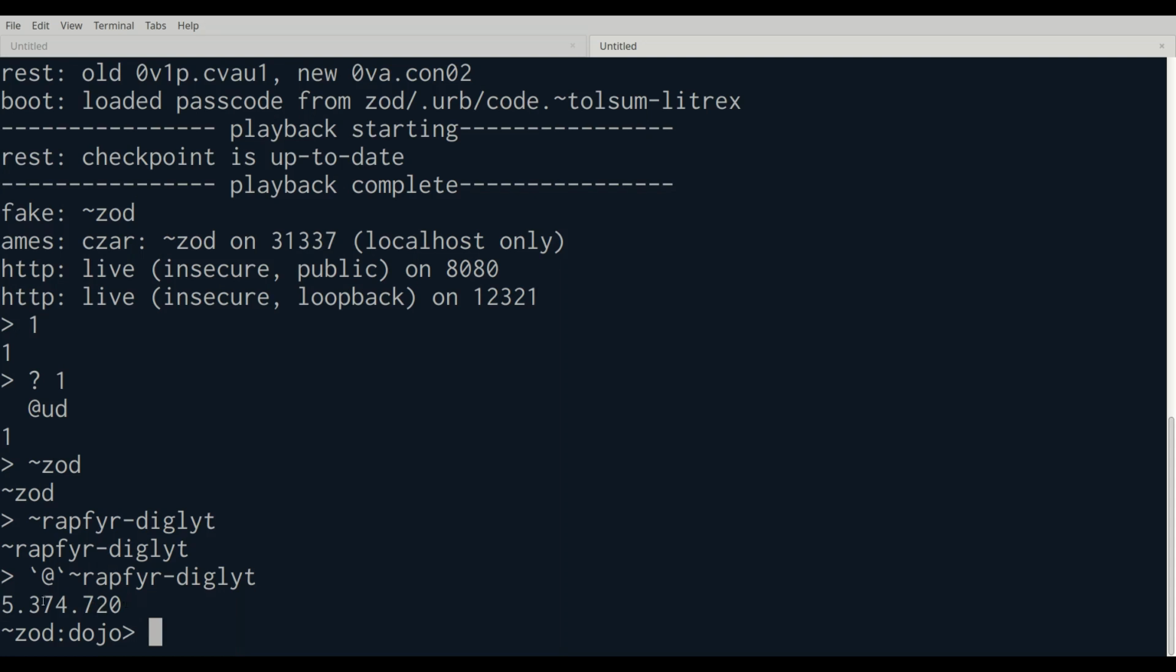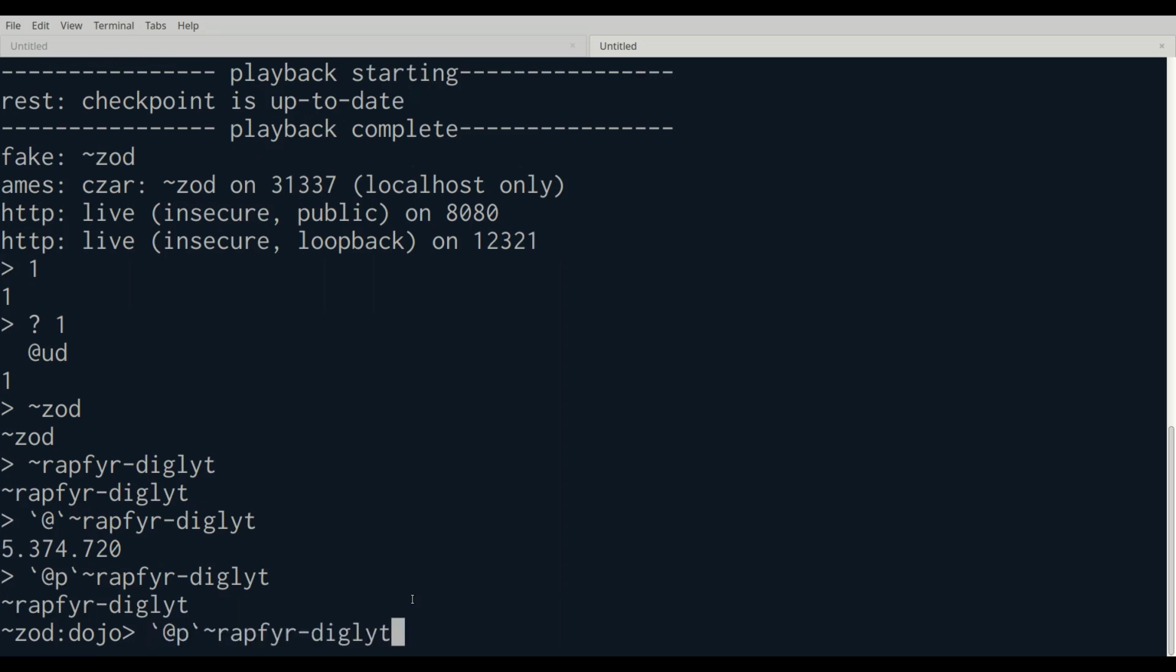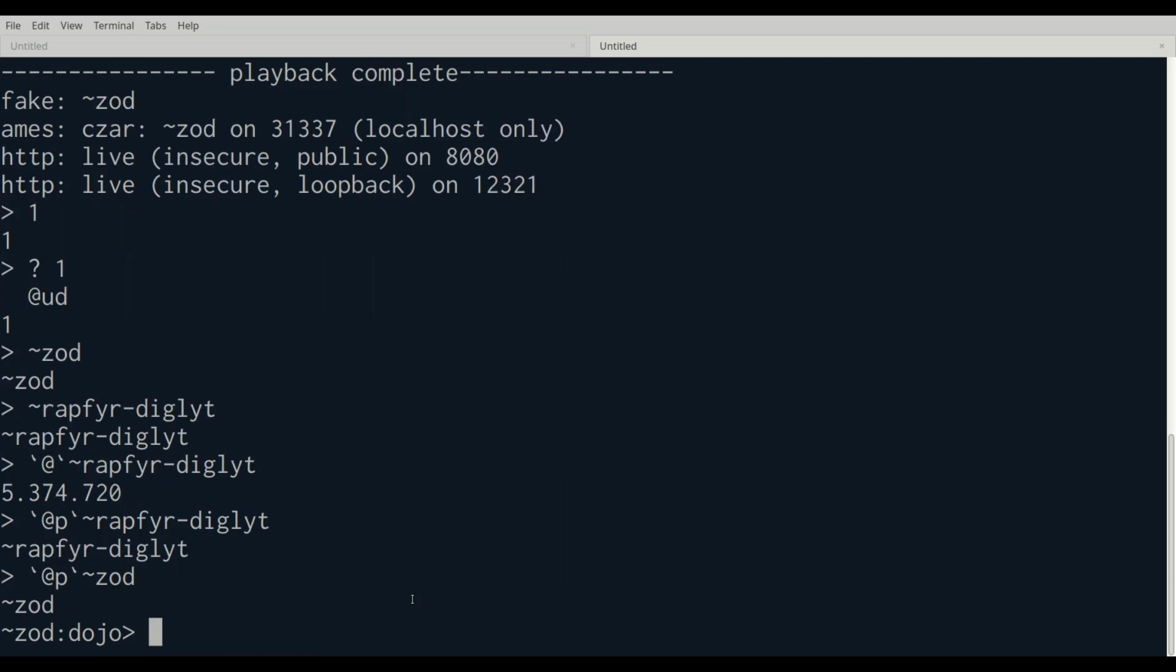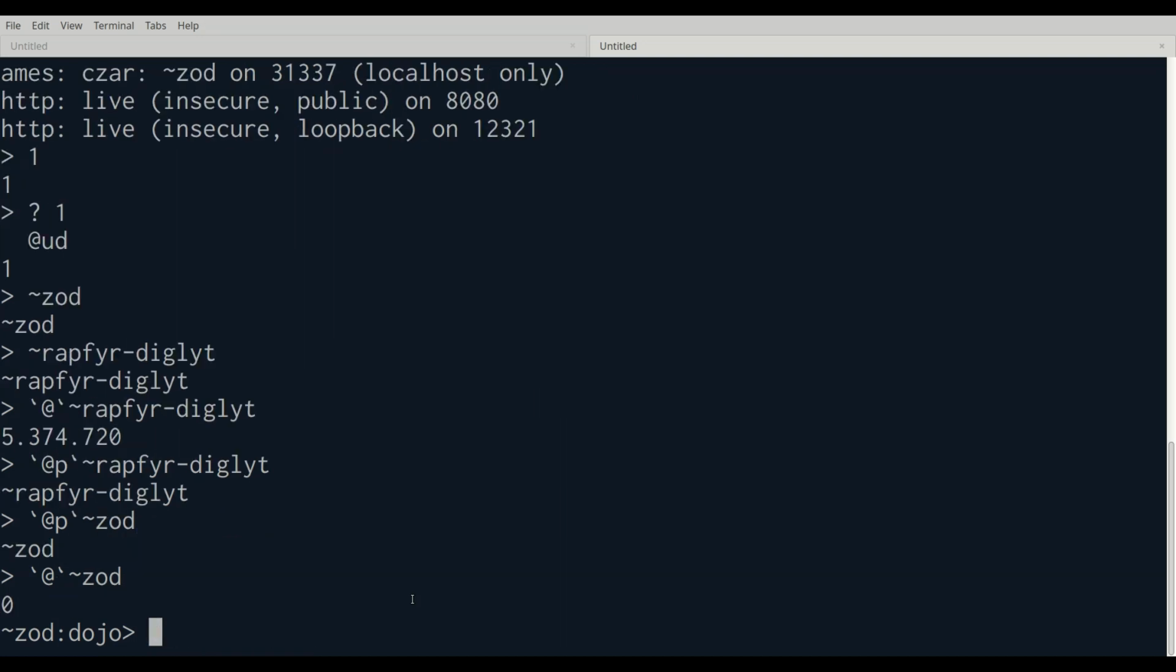5,374,720. That's actually, as an atom, the name of my planet. So the aura for a planet, our normal names, is @p. If I go ahead and type in ~zod here, you can see that that's the @p. Now if I cast that to an atom, we get 0, because that's the actual information.